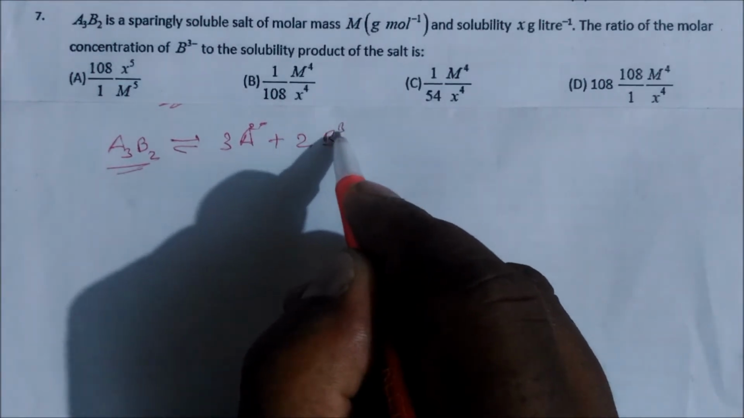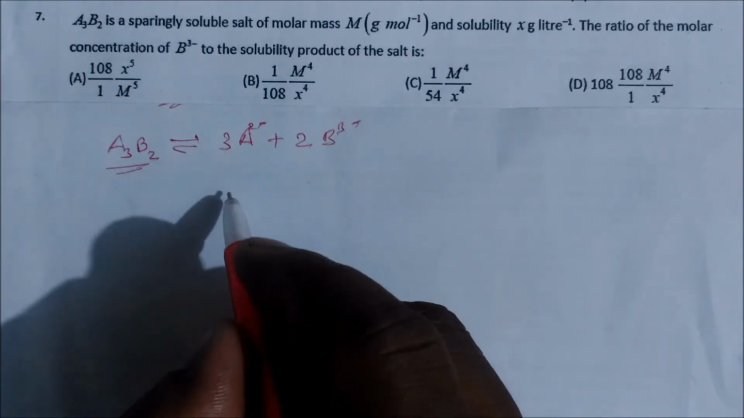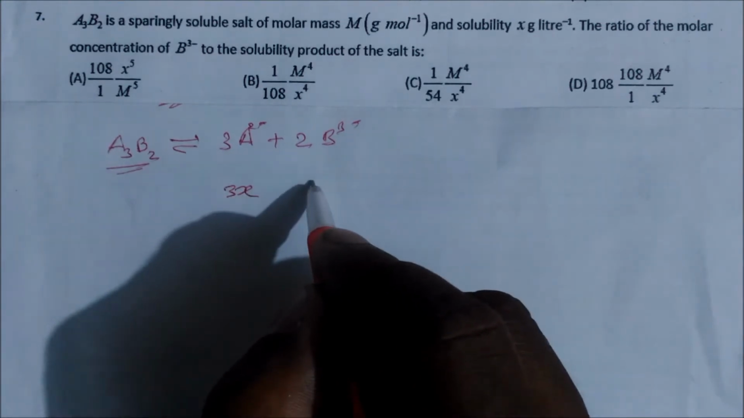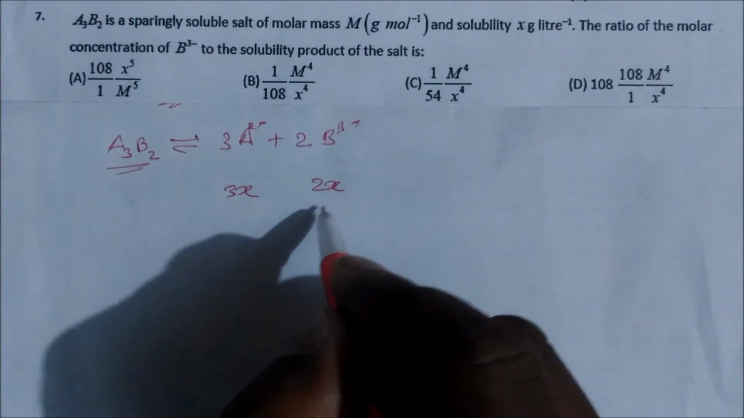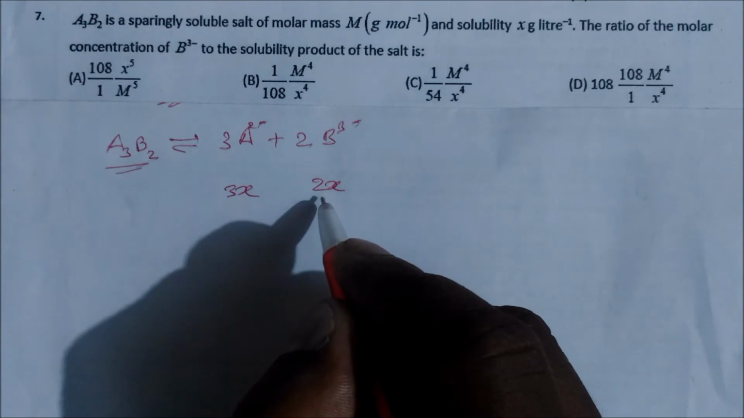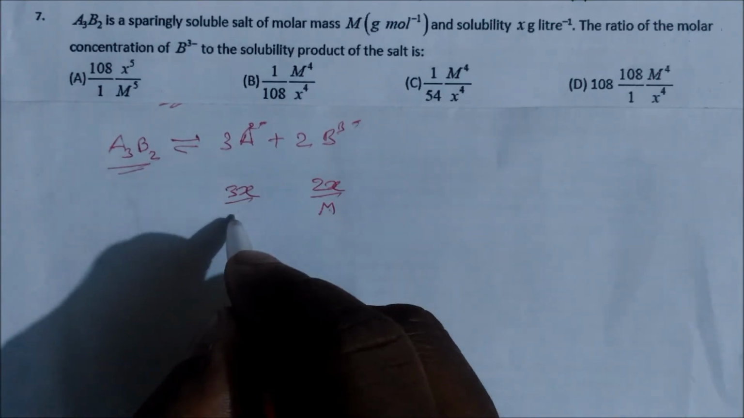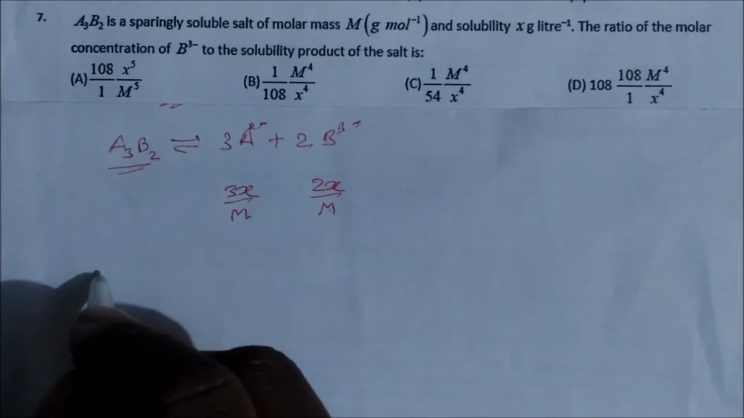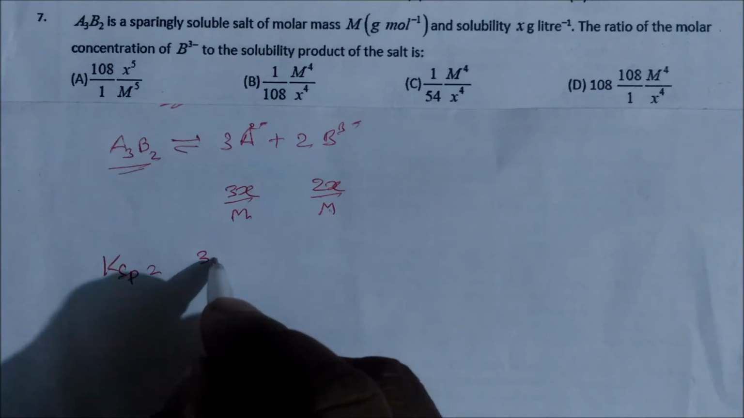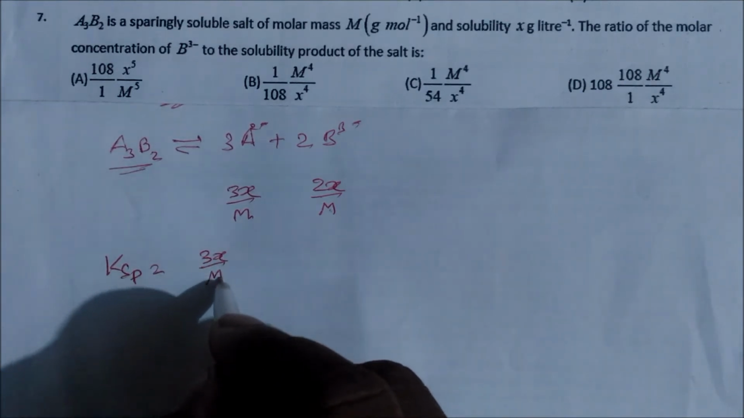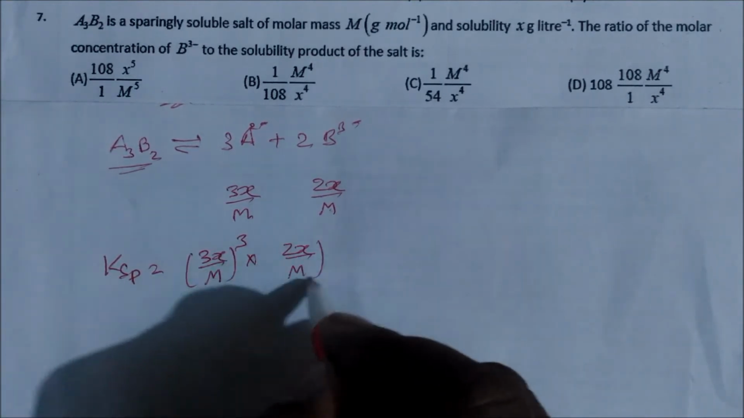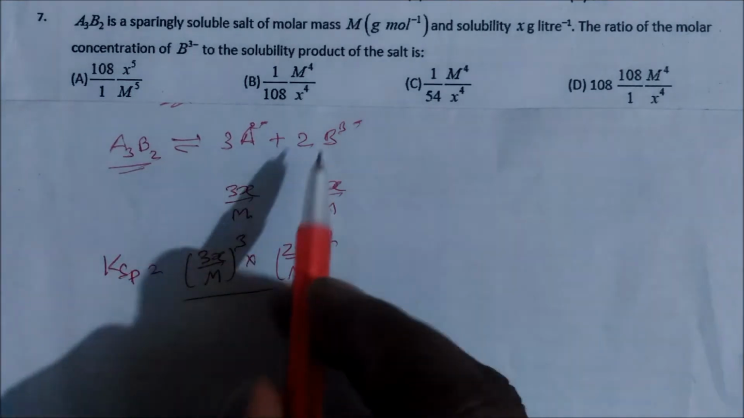Their solubility is given as x gram, so we'll take here x. So this is 3x, and this is your 2x gram per liter. If you divide it by capital M, this becomes concentration. So 2x by m, and this becomes your 3x by m. So the KSP value of this will be equal to 3x by m to the whole power 3, multiplied by 2x by m to the whole power 2. This is the solubility product of the salt.